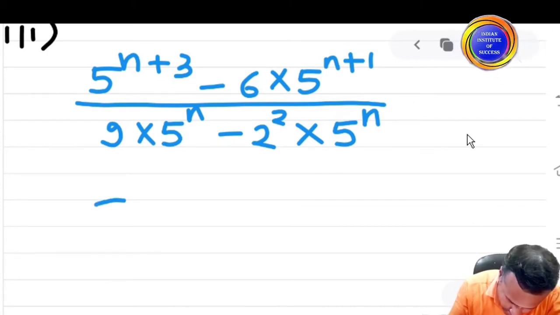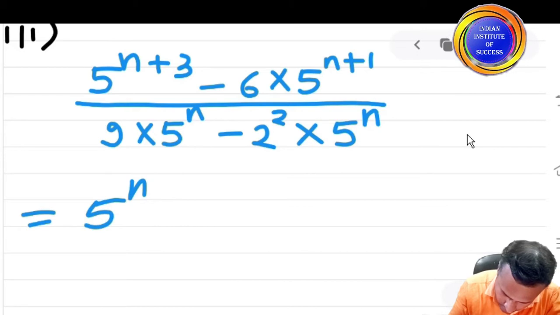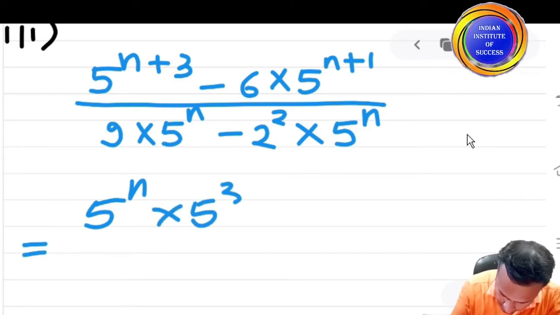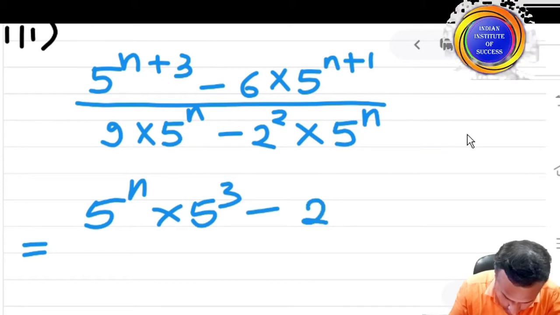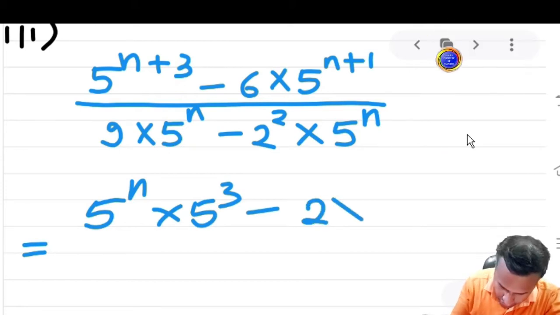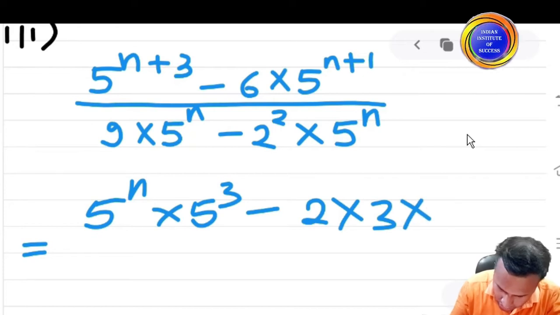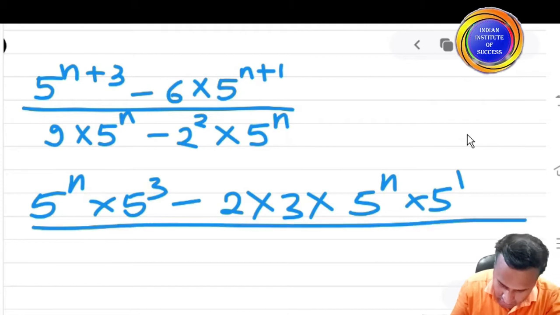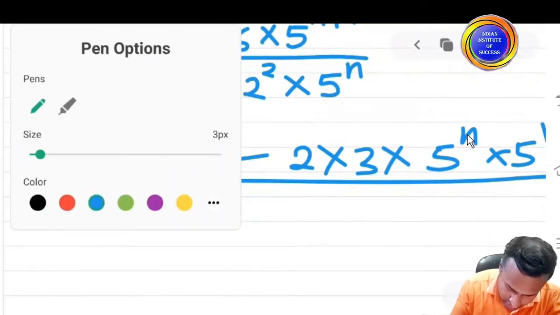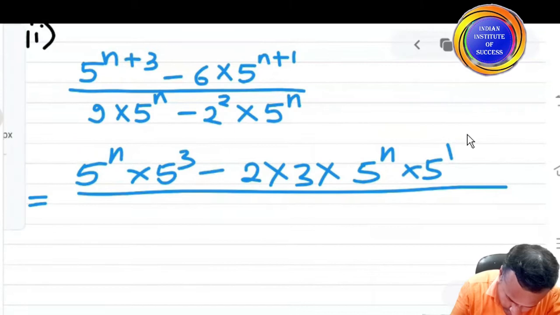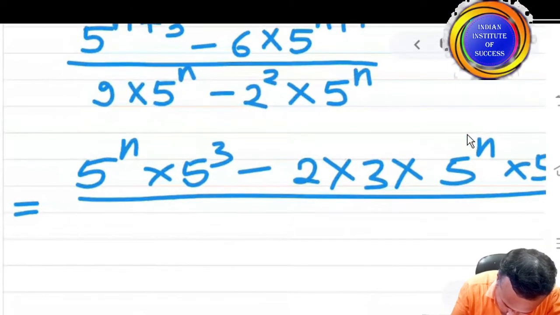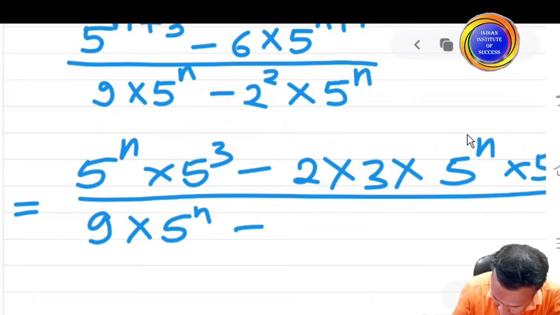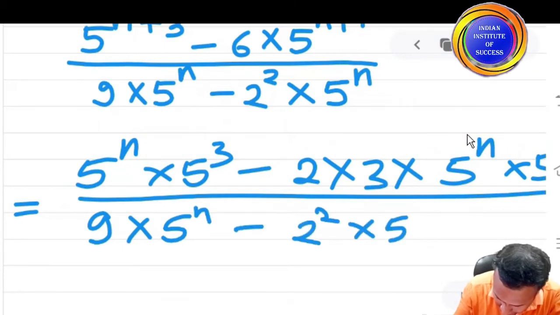Now 5 raised to power n into 5 raised to power 3 minus 2 raised to power, now here 2 into 3, so I will do like this: 2 into 3, 2 3 6, 5 raised to power n into 5 raised to power 1. So it becomes simple. Now you can see 9 into 5 raised to power n minus 2 raised to power 2 into 5 raised to power n.